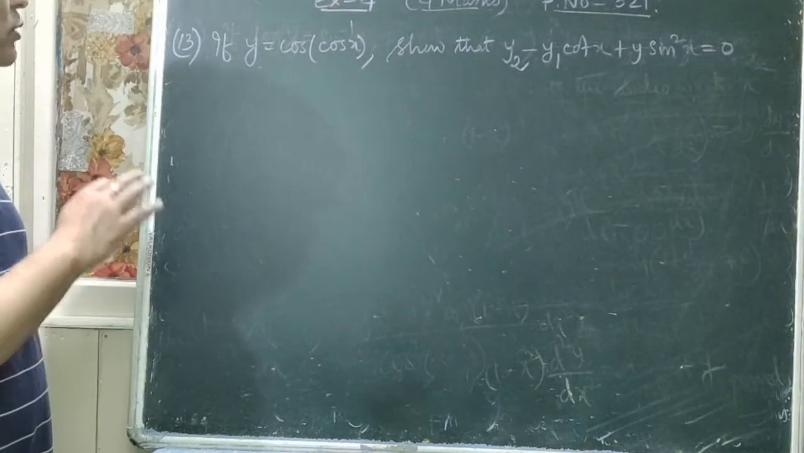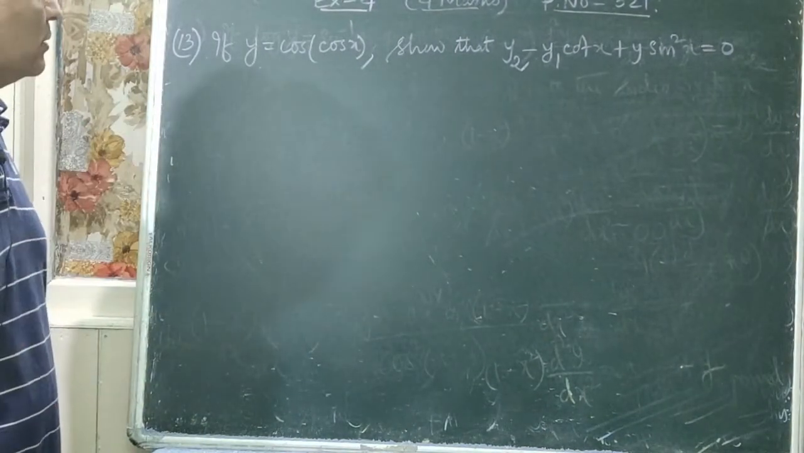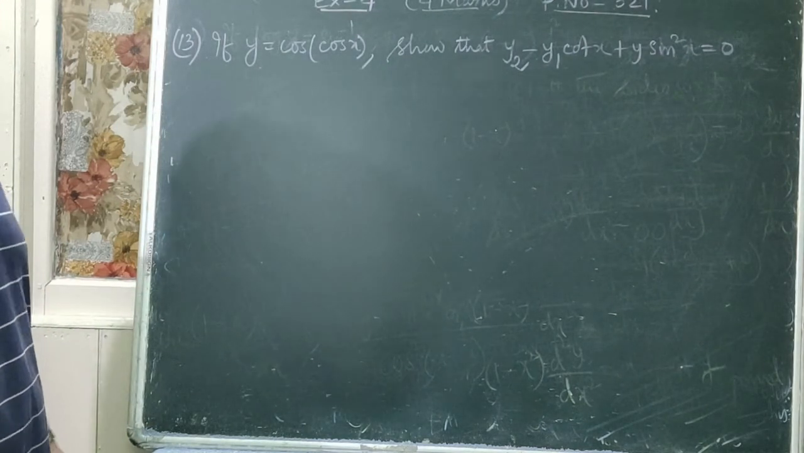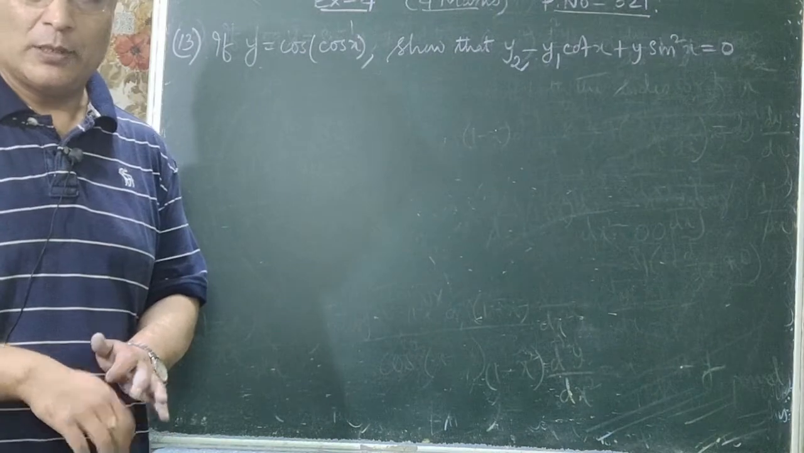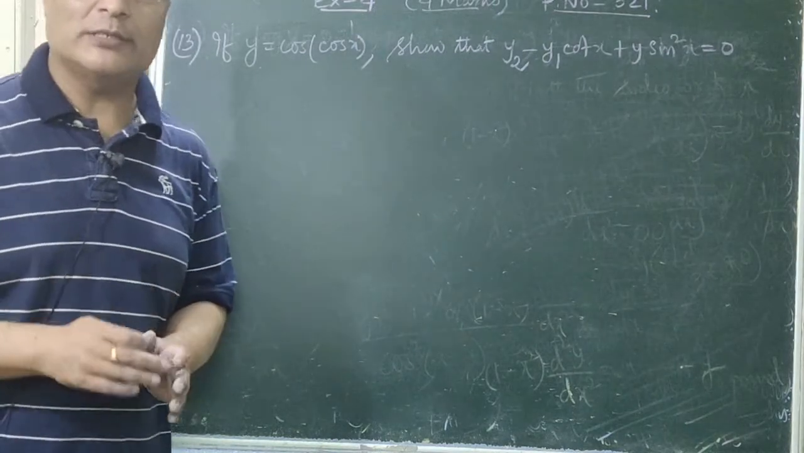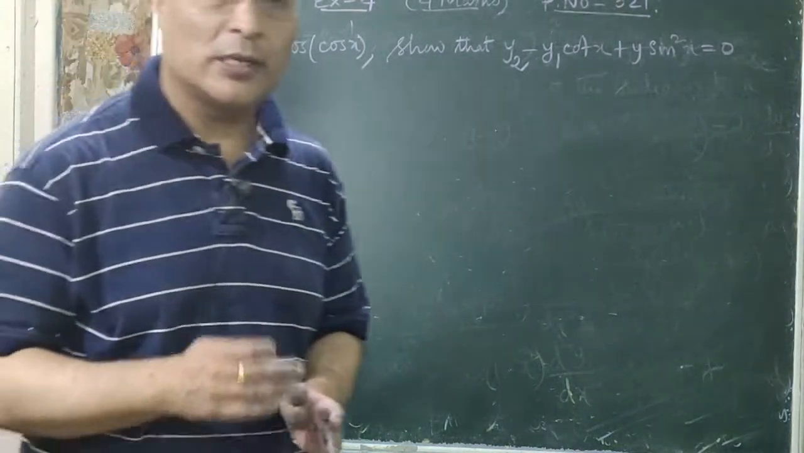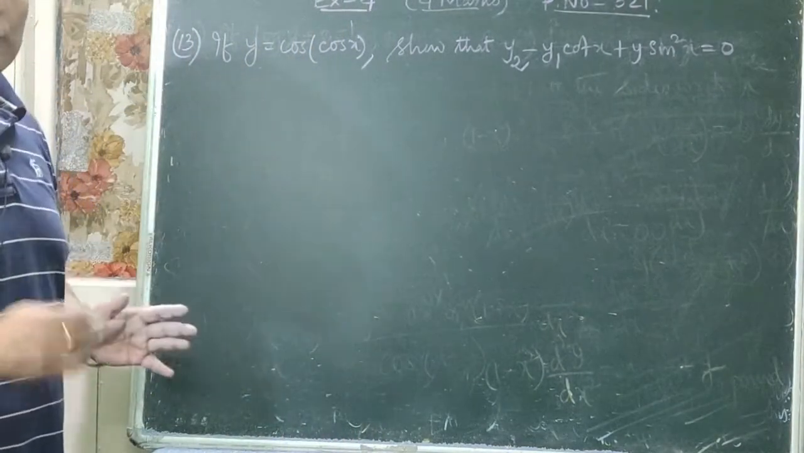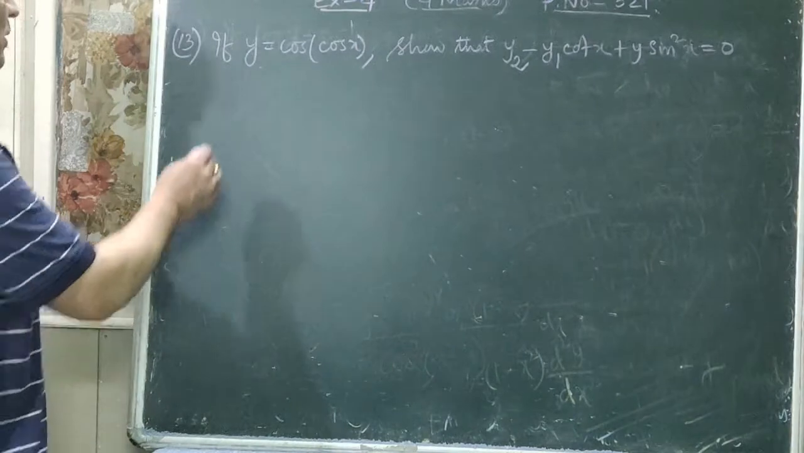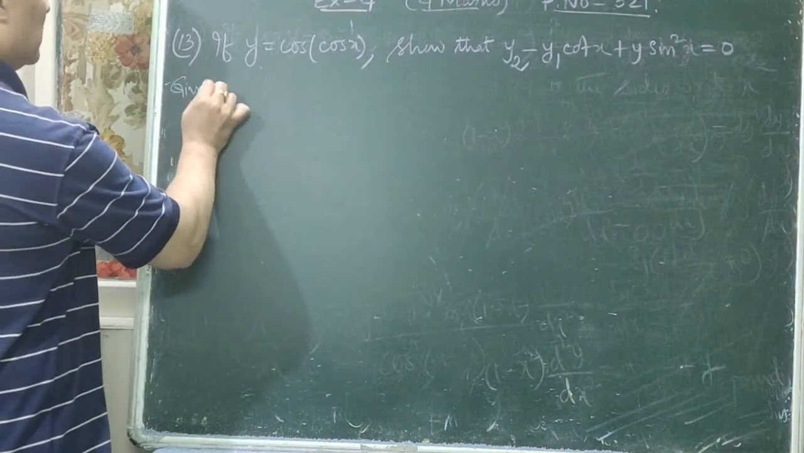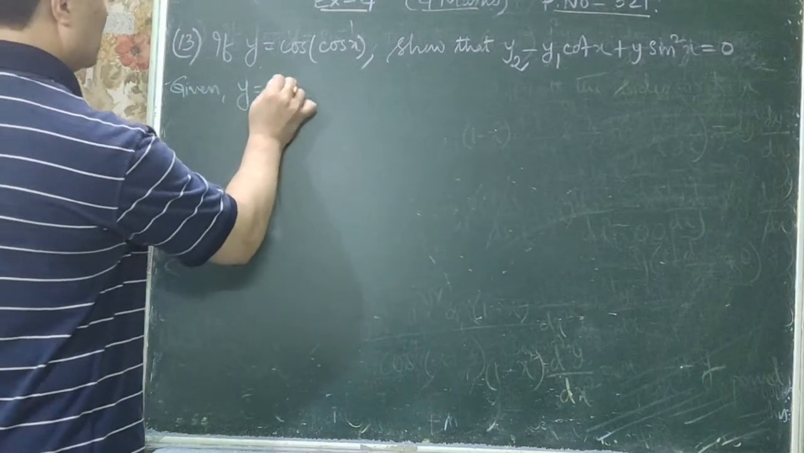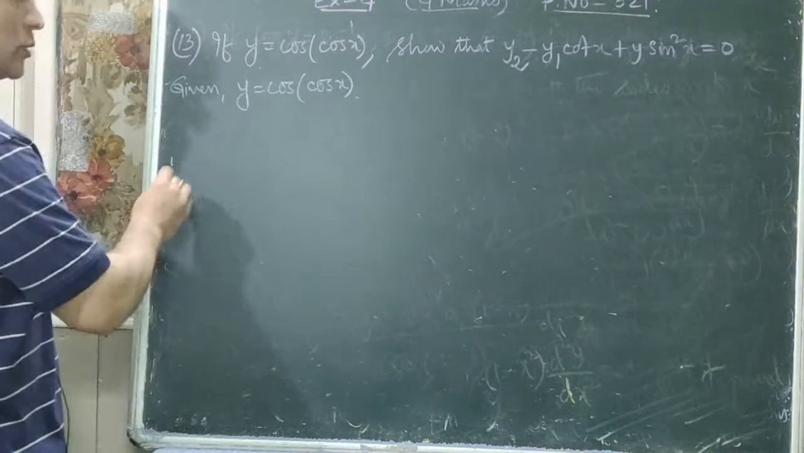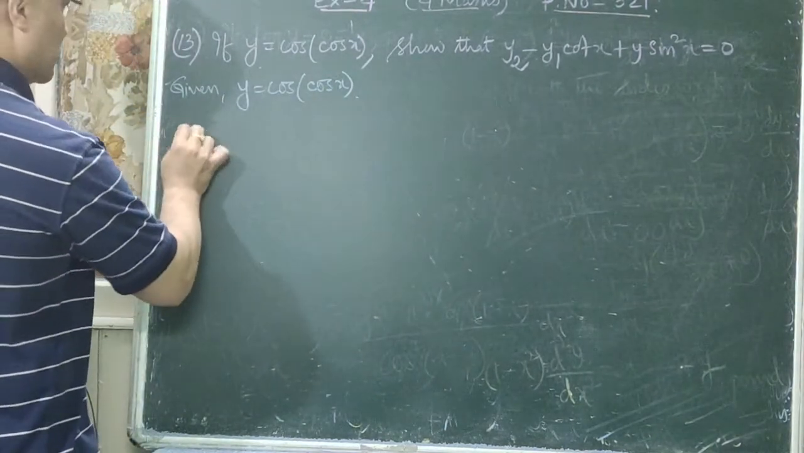If y is equal to cos of cos x is given, you have to prove that y2 minus y1 cot x plus y sin² x is equal to 0. So as you know that y1 is dy/dx and y2 is d²y/dx². Now let us differentiate this given to get dy/dx first. Okay, so here given is y is equal to cos of cos x.